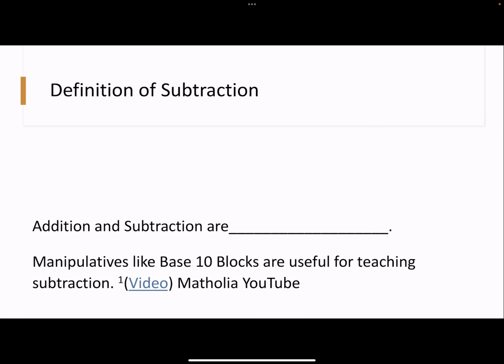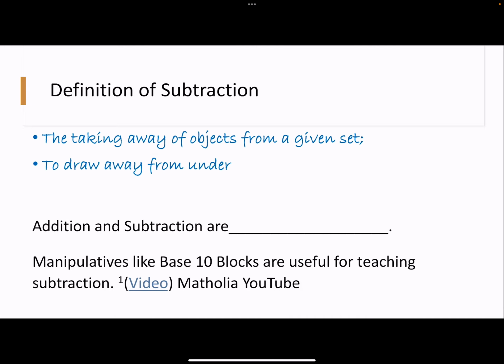We're going to start off talking about the definition of subtraction. There are several ways that we could define subtraction. Subtraction can be thought of as the taking away of objects from a given set. A lot of times in elementary students, we will use a set of basketballs to be able to teach them how to subtract in different ways.